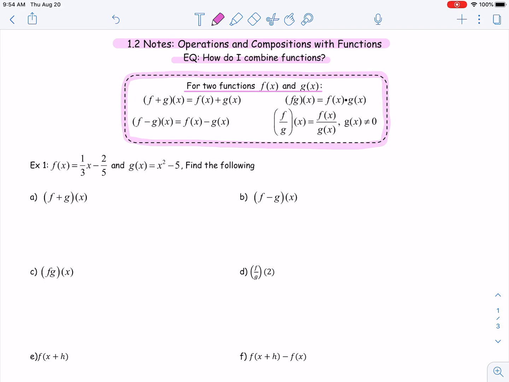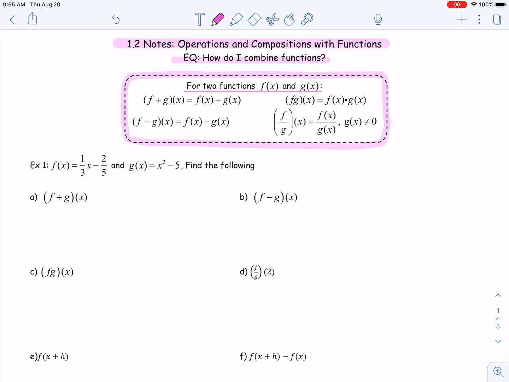Here we go, 1.2. We're going to be talking about the operations and compositions of functions. So how do we combine those functions? In our first little box here, it says we have two functions, f of x and g of x. And you should be familiar with that notation for a function. There are four operations that we're going to do, and they are our basic operations: adding, subtracting, multiplying, and dividing.